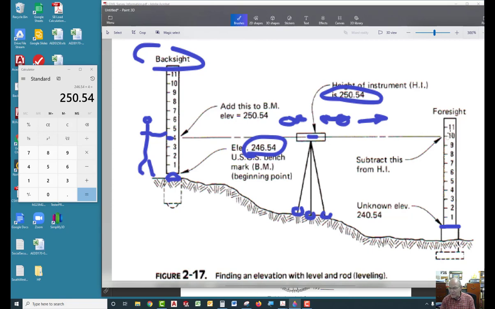Now we know the height of that instrument is 250.54. We know it's level. We look over and somebody else, or the same person, runs around and does that. So somebody else is over here holding on to that rod. You look across and you can see that your eyeball with a line in that level lines right up with a 10. Well, that means you're 10 feet above this point. You know that you were at 250.54. That point you're looking for is 10 feet below that. So you come back over here, subtract 10, and you get 240.54. 240.54 is your unknown elevation.